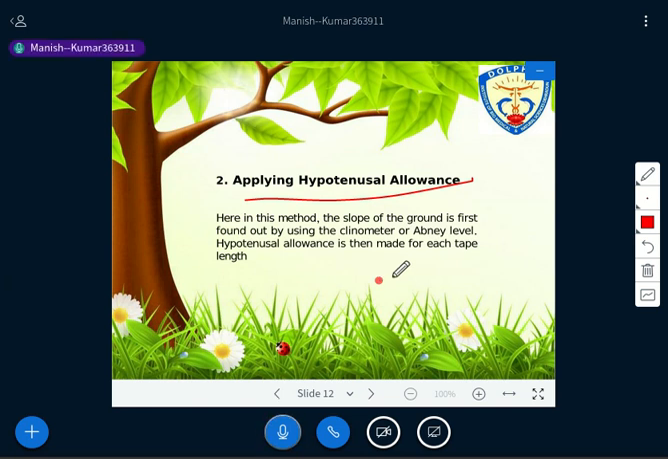Now try to understand this concept. Here what you have to do: the slope of the ground is first found out by using the clinometer or Abney's level. It means we can use the clinometer here also. Then hypotenusal allowance is made for each tape length, right? So what is hypotenusal allowance? Let me discuss with you.